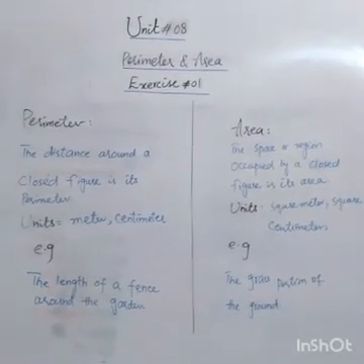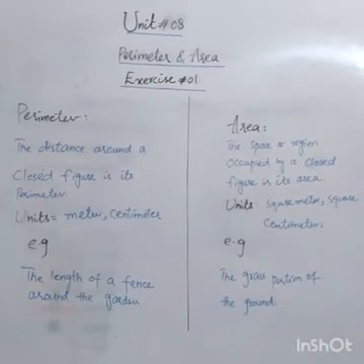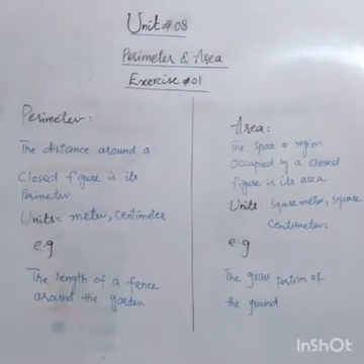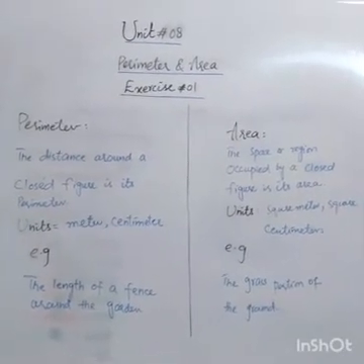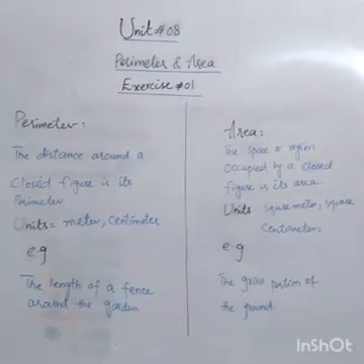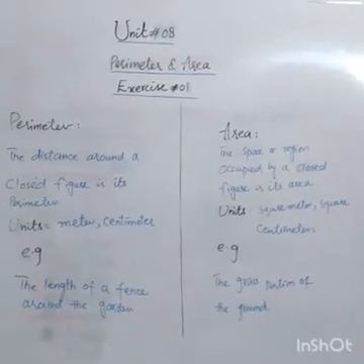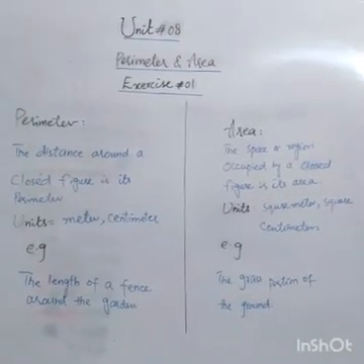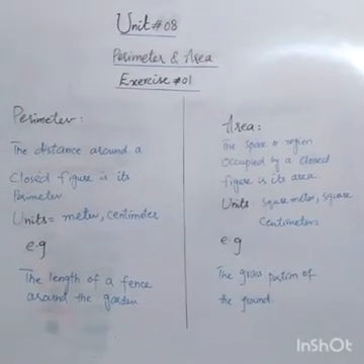The distance around a closed figure is its perimeter. What are the units of perimeter? The units of perimeter are meter and centimeter. Here we have an example of perimeter. The length of a fence around the garden is the perimeter.